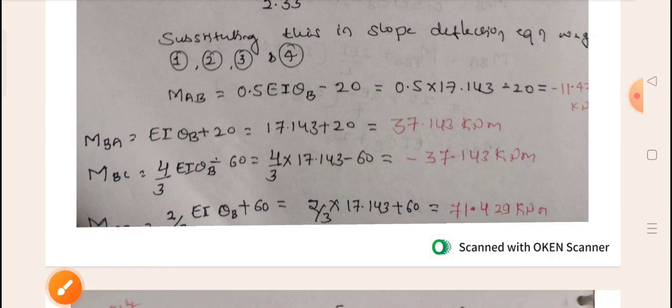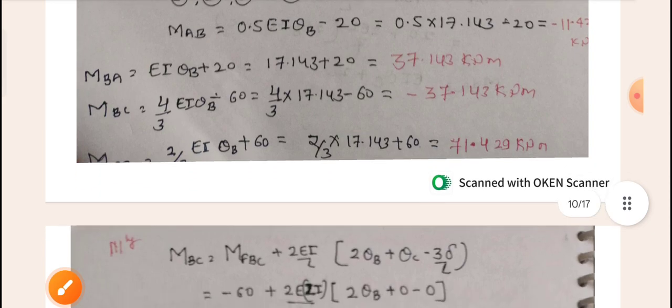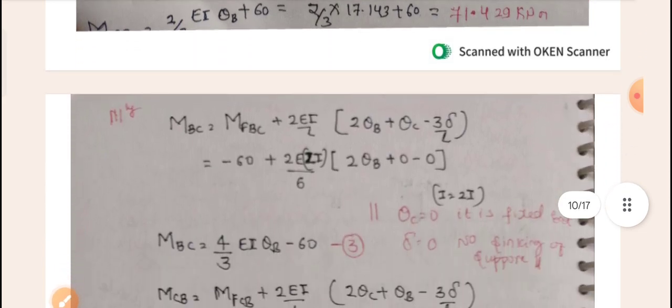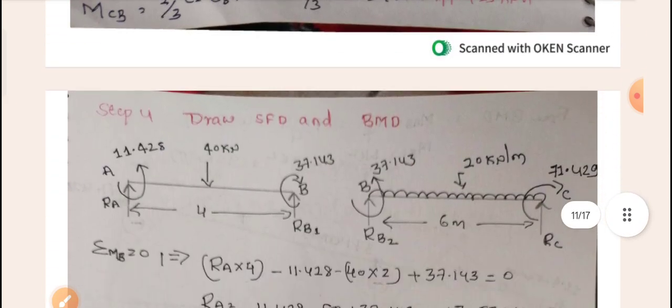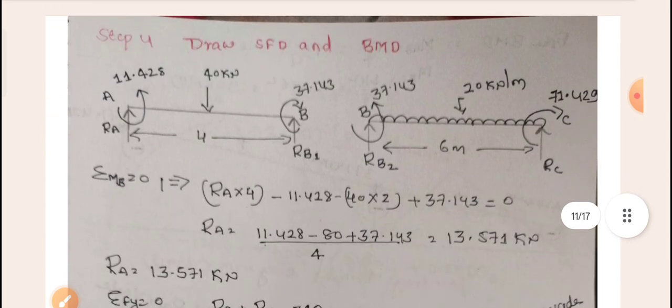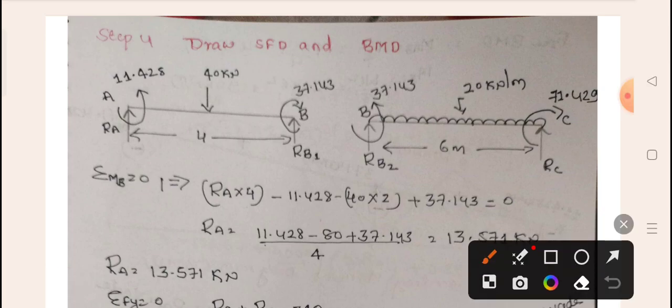This is the way we are supposed to calculate the moments for the beam. So all these values have been calculated, if you see here. Okay, finally, next. Again, the question is asking you to draw the SFD and BMD. You are supposed to draw SFD and BMD.